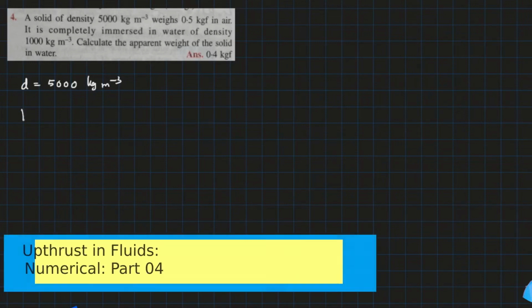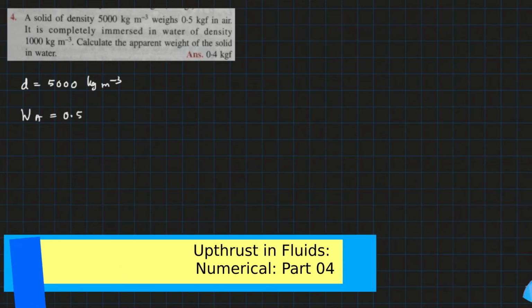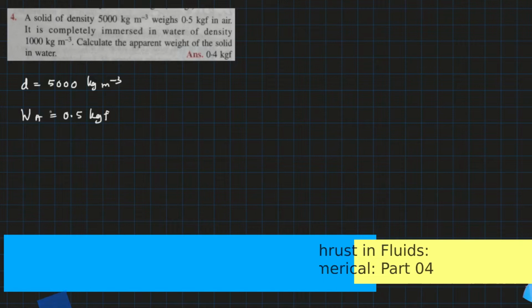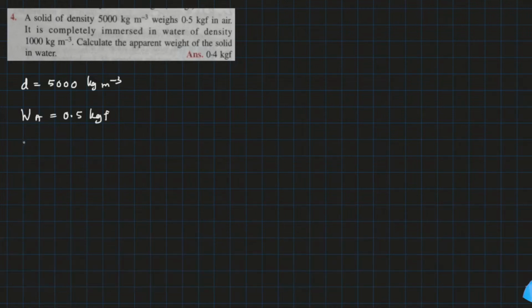In the next question, we have a solid of density 5000 kg per meter cube. The weight of the solid in air is 0.5 kilogram force, and it is completely immersed in water, and the density of water is also given, that is 1000 kg per meter cube. They are asking us to calculate the apparent weight of the solid in water. That means they are asking us to calculate the weight in water.